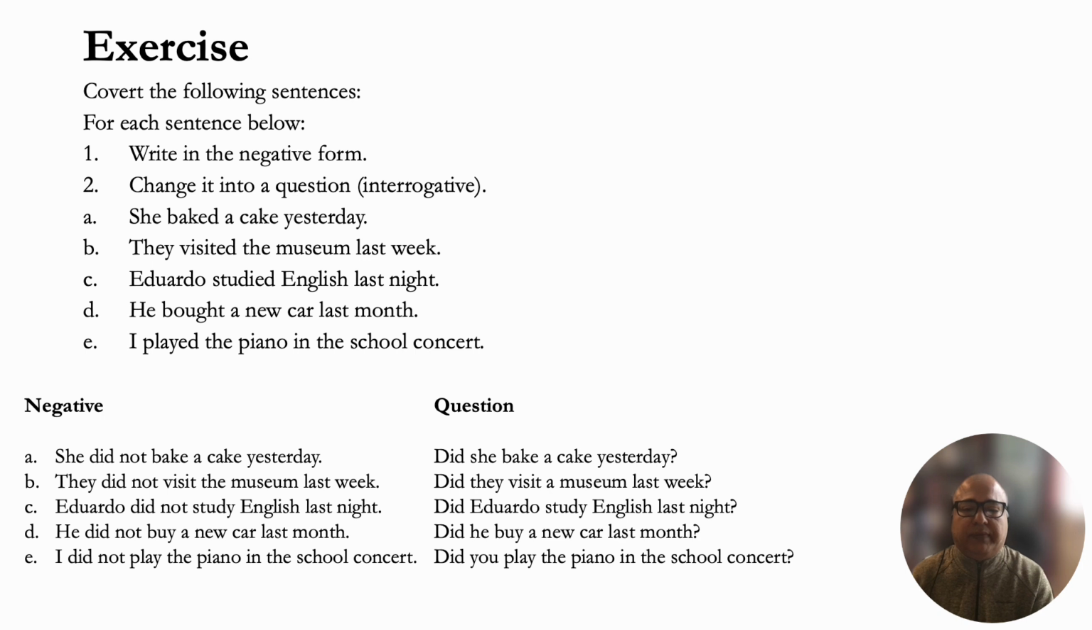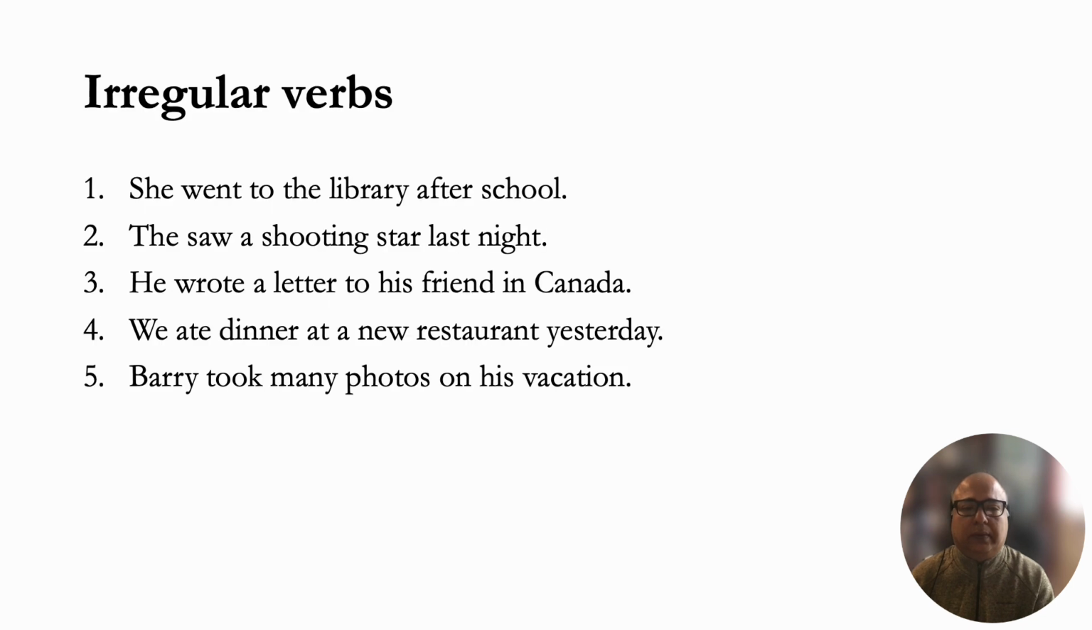All right, so I've given you both negative sentences and question forms. She did not bake a cake yesterday. I think I just gave you that answer. Did she bake a cake yesterday? And then B, C, D, and E in both negative and question forms. How did you do? Did you do well? Okay, very good. Now, irregular verbs.